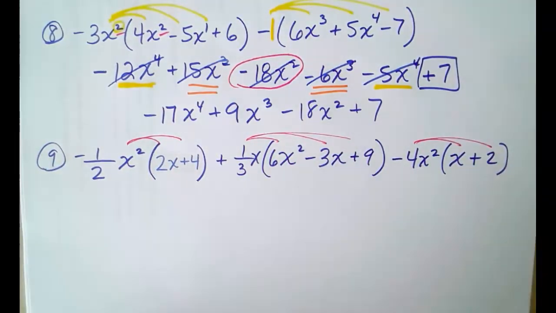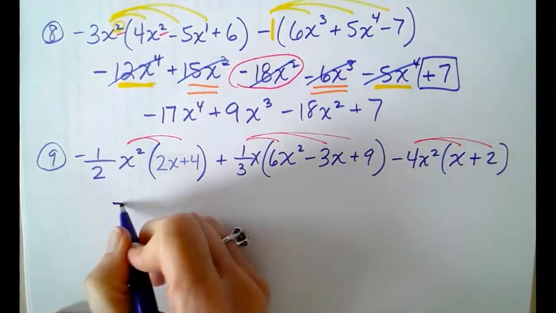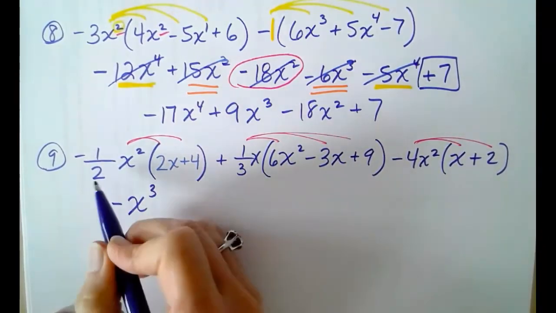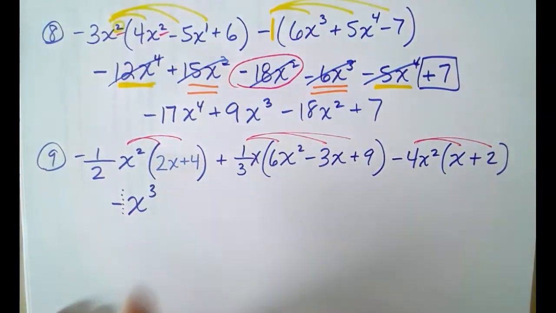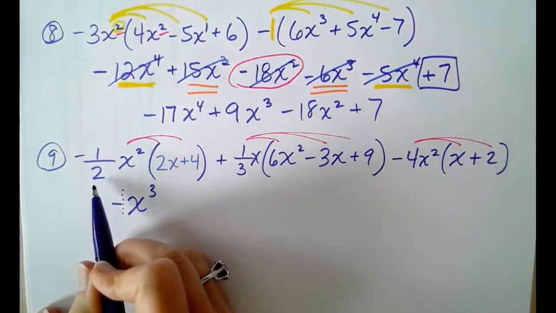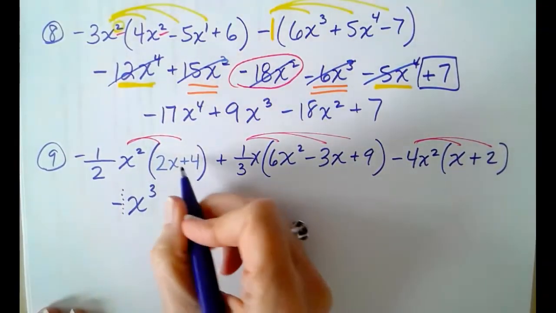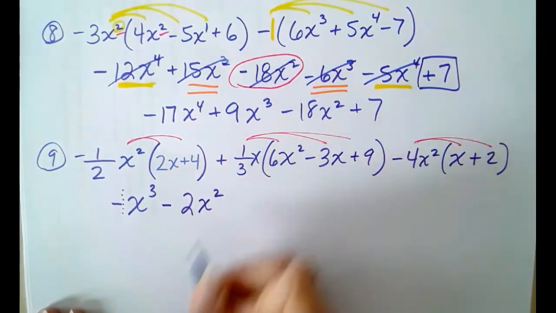This is going to give us negative 1/2 x squared times 2x is negative x cubed. Half of 2 is 1. If you want to put the 1 there, knock yourself out. I added the exponents because the bases were the same. Negative 1/2 x squared times a positive 4, negative 2x squared.